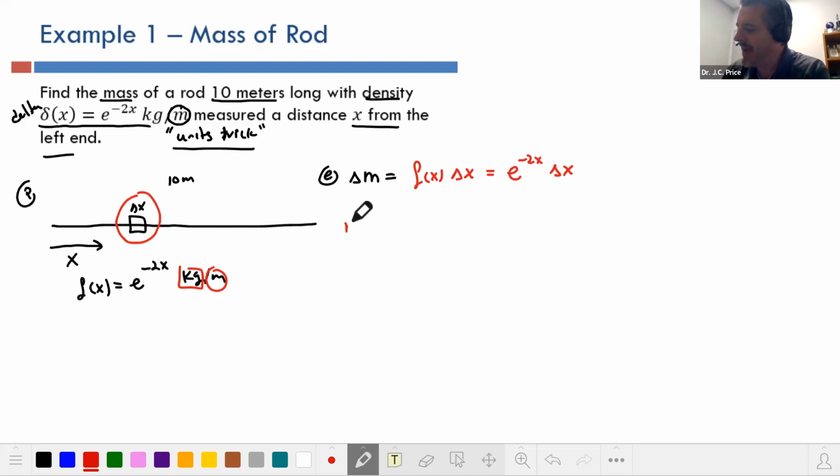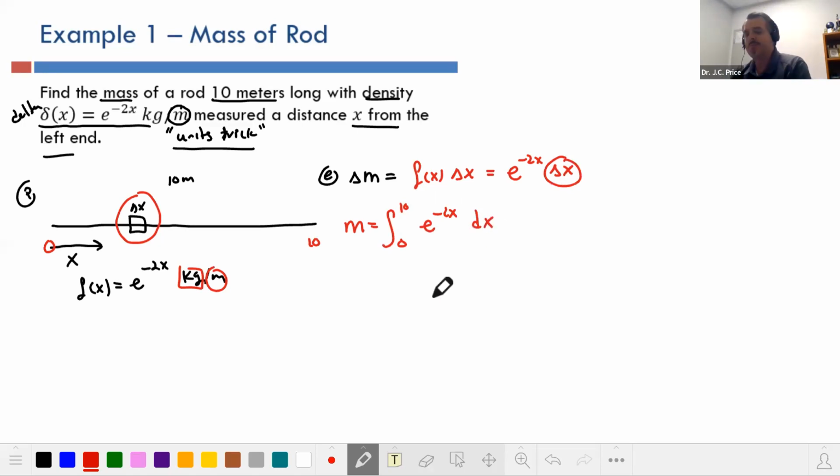And so you're going to get the mass is equal to the integral. We start x from back here, so we're going to go from 0 to 10 meters. So 0 to 10. And then I have e to the negative 2x. And then my little delta x becomes a dx there. And so I'm just adding up all the little pieces and the integral is going to tell me what that mass is. And so now I need to integrate this, so they can do this by guessing and checking.